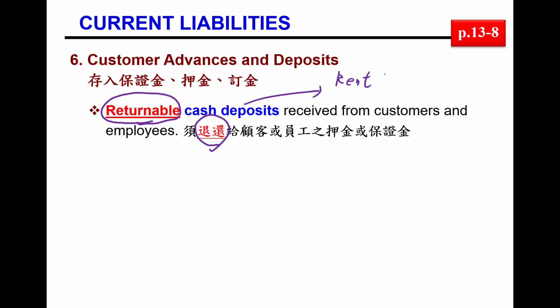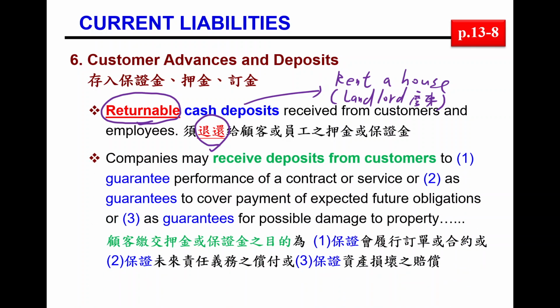Okay? So this one is for renting. If you rent a house, the landlord, 房东, will have this kind of liability, right? Because after the contract is completed and you don't want to rent the house anymore, the landlord has to pay the money back to you, right?